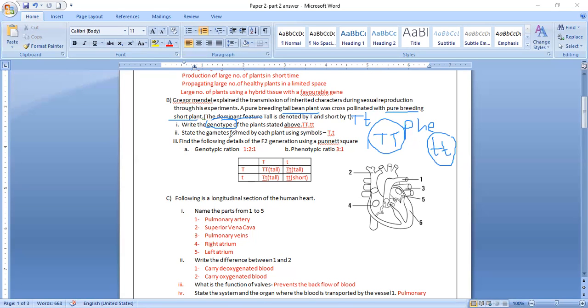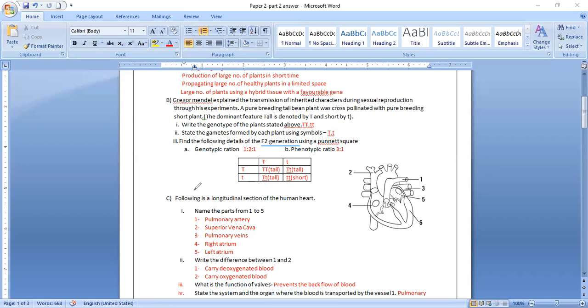So the genetic composition, that you call genotype, you can state like capital T, capital T and simple t, simple t. Right? Then state the gamete formed by each. So these are the parents. So from that, the gamete from capital T, we will have T, and from simple t, we will have t. So that is the gamete. Already, I think we discussed in the MCQ. Right? Now they are asking, find the following details of F2 generation using Punnett square. Normally the Punnett square is done for the F2 generation.